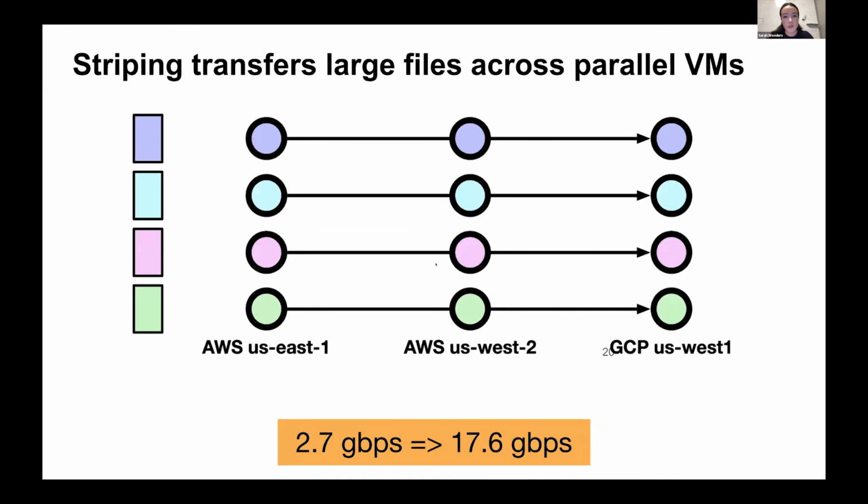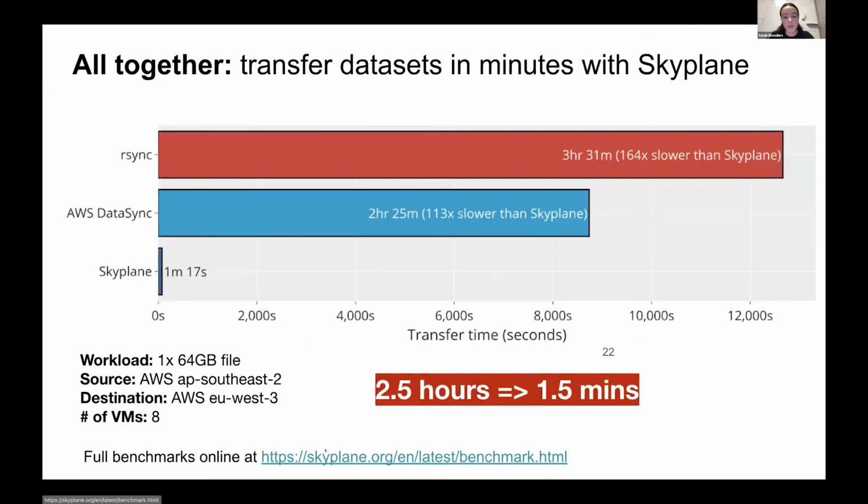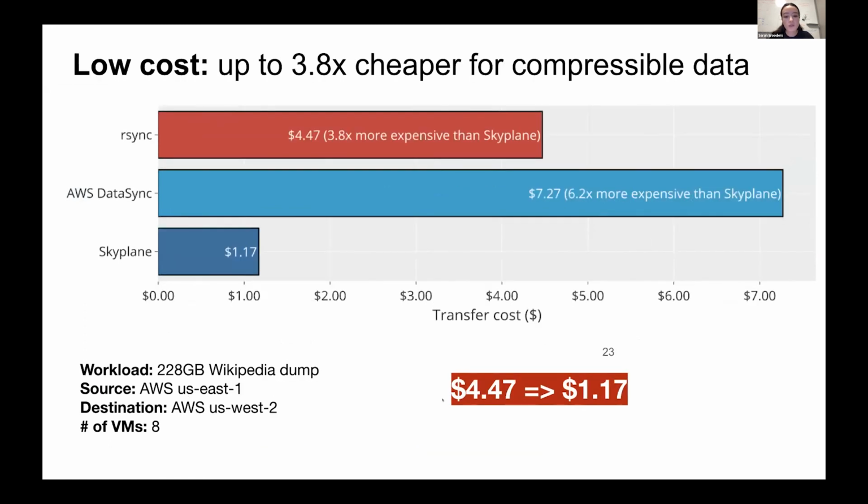Another technique we use is striping transfers for large files. If we have a very large file, we can subdivide it and parallelize it across multiple VMs for the transfer. This gives us some of the biggest improvements. Finally, we also use a couple of techniques, including compression, to compress data as it's being transferred to save you egress costs. Altogether, we have up to about a 110x speed up for large files in particular, which can bring transfer times from 2.5 hours to just a few minutes. And then we also save on costs.